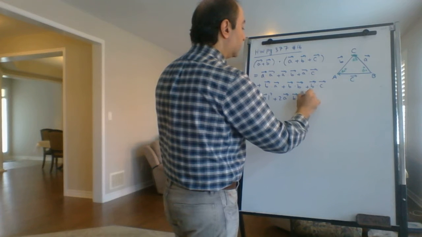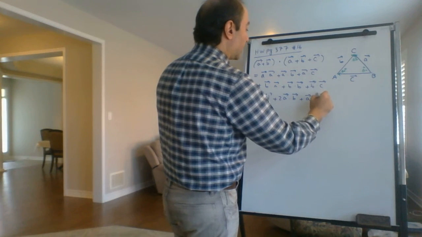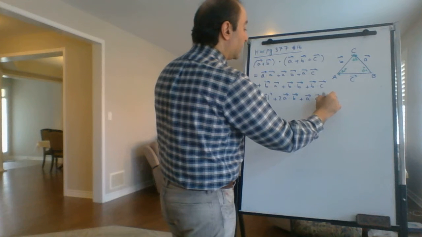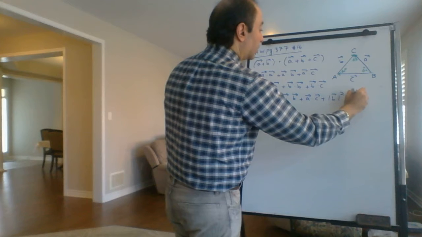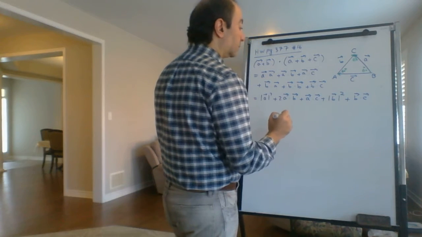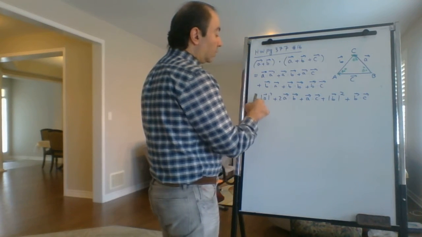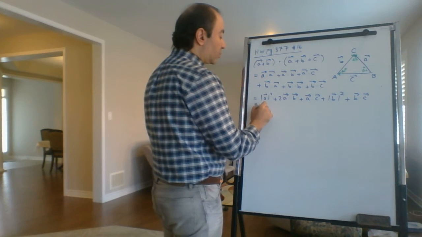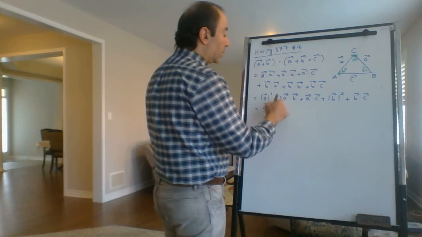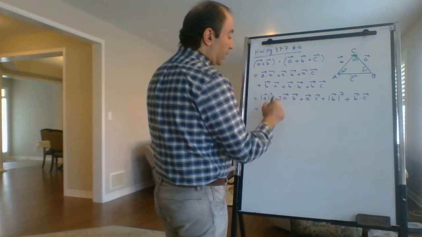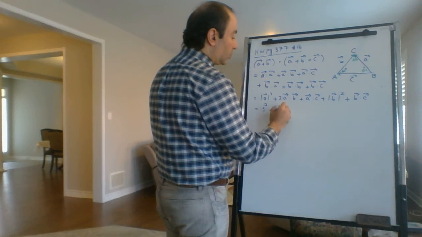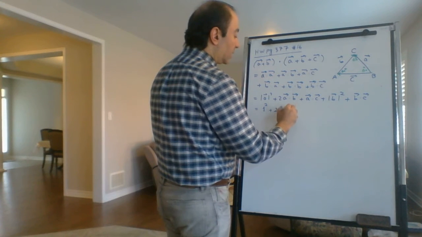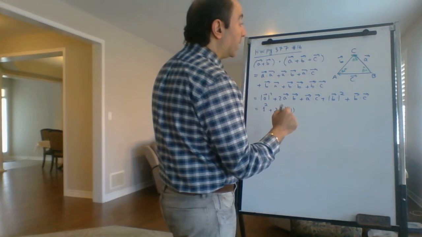plus A dot C plus B dot B, which is the magnitude of vector B squared, plus B dot C. The magnitude of vector A squared is 1 squared because it's a unit vector. The value of 2A dot B is 2 times the magnitude of A, which is 1, times the magnitude of B, which is another 1, times cosine of the angle between A and B.